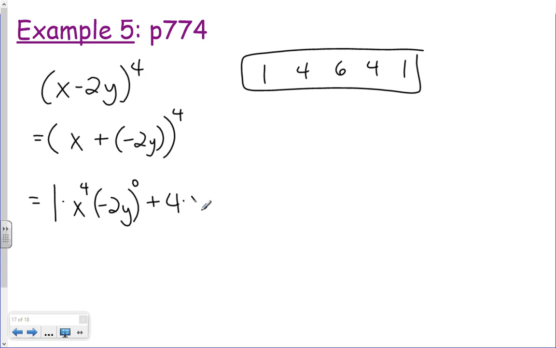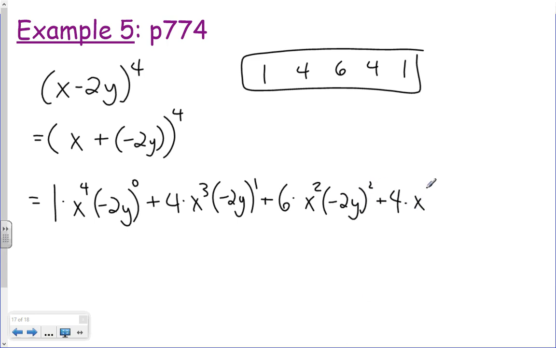It's going to be times x to the 3rd power and the negative 2y raised to the 1st power. The next coefficient is 6 times x squared, and then a negative 2y raised to the 2nd power. The next coefficient is 4 times x to the 1st power, and then times the negative 2y raised to the 3rd power. And finally, it's 1 times x to the 0 times your negative 2y, I'm going to try to squeeze that in here, raised to the 4th power. Negative 2.